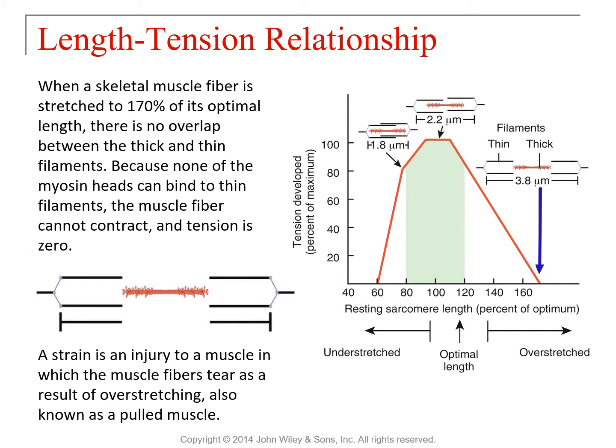Okay, so let's stretch our sarcomere out even more. In this case, we're going to go to a little bit of the extreme and stretch it out to 170% of its optimal length. This is at about 3.8 micrometers. Now, as you can see, there's actually no overlap between thick and thin filaments. If you look at the little diagram just below the first paragraph, no overlap between thick and thin filaments.